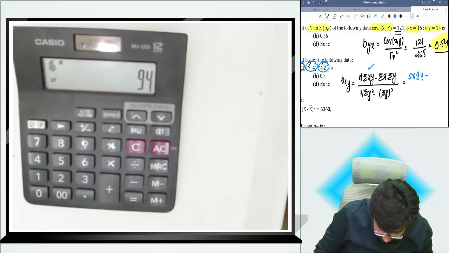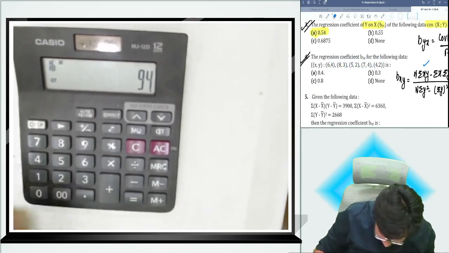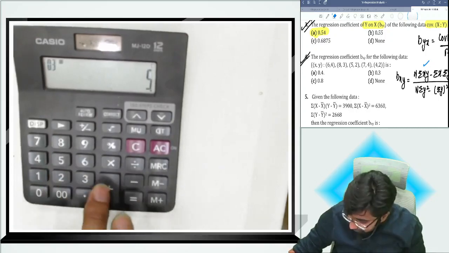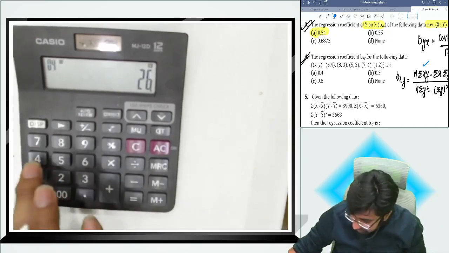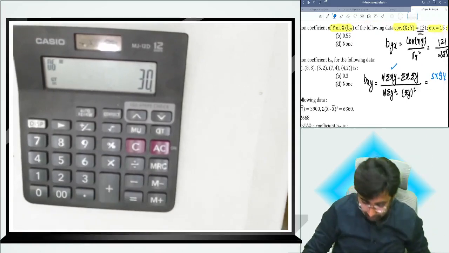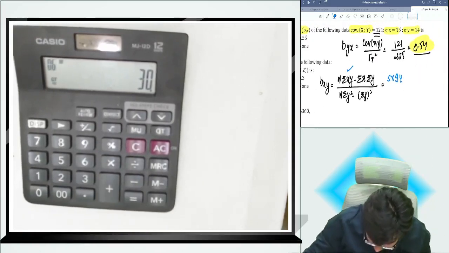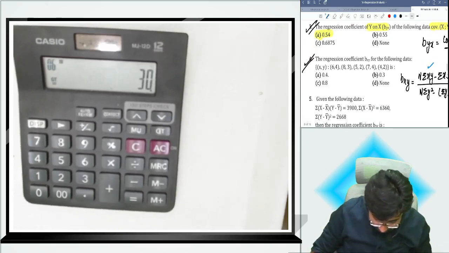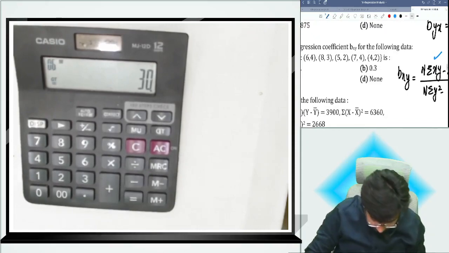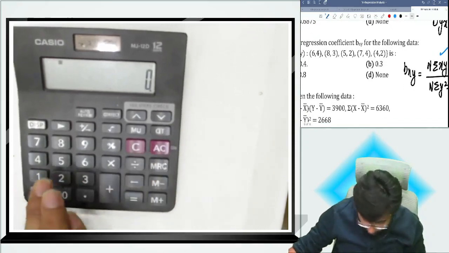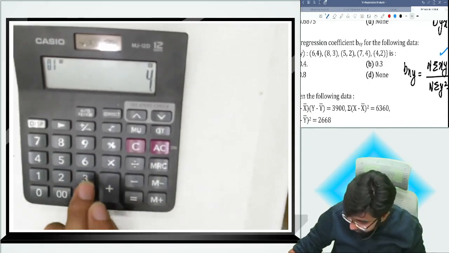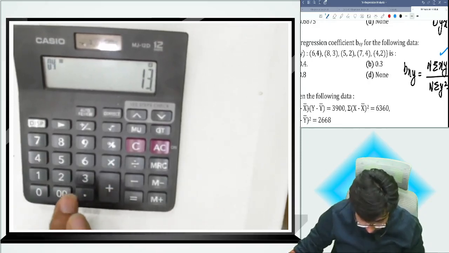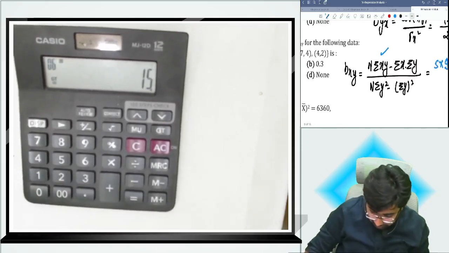Guys, now you want summation x. Add only x: 6 plus 8 plus 5 plus 7 plus 4. How much? 30. Now what is summation y? Add only y: 4 plus 3 plus 2 plus 4 plus 2. Guys, it is 15.